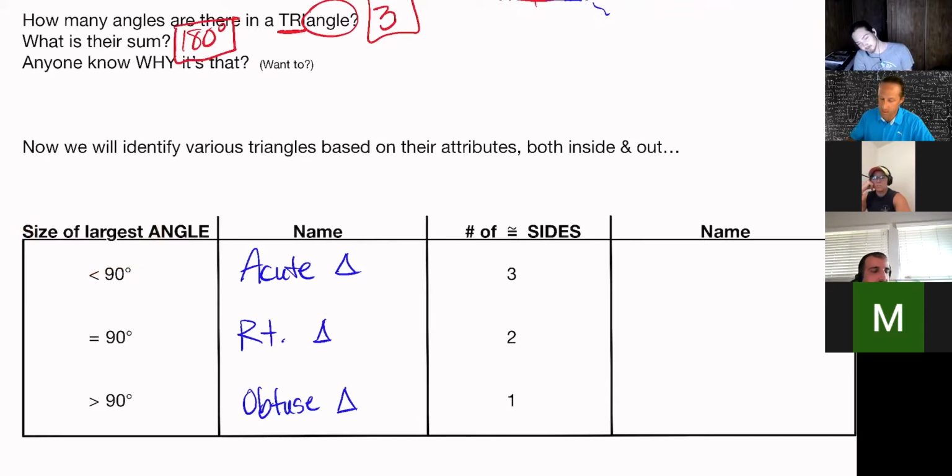All right, how about the number of, what does that symbol mean again? Congruent. Congruent, meaning the same size, right? What if there were 3 congruent sides in our triangle, meaning they're all the same size? What kind of triangle would that be? Equilateral. Very good, Adam. How did you know that, Adam? Because it's all equal. The sides are all the same.